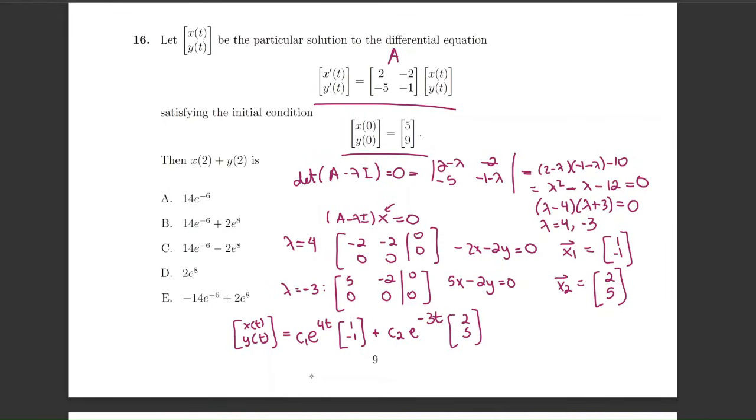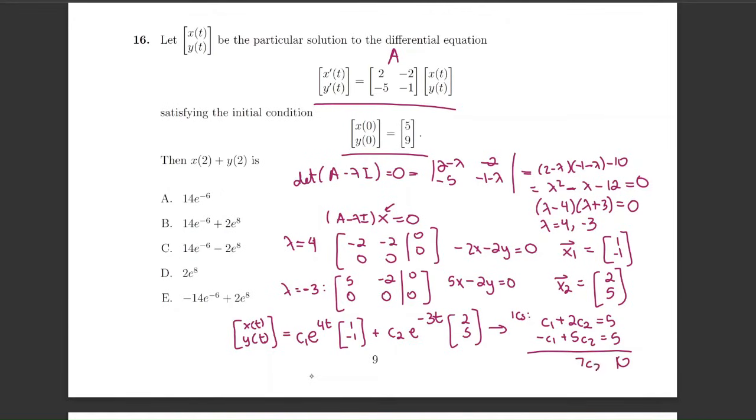Okay, so now we have our expression for x of t and y of t, and we need to find what c1 and c2 are, so we can plug in our initial conditions, which are given here. That gives us x of 0 is equal to 5, so plugging in t equals 0, we get the initial conditions: c1 plus 2c2 equals 5, negative c1 plus 5c2 equals 5. Okay, so we can solve for this. We can add this together.